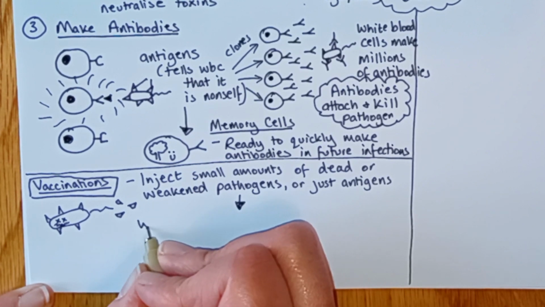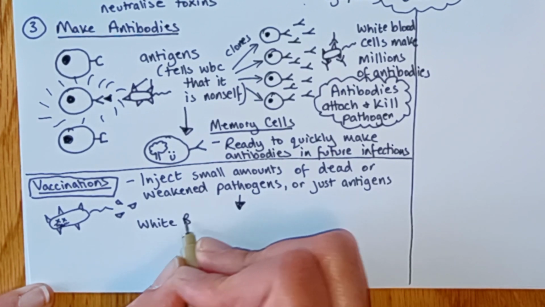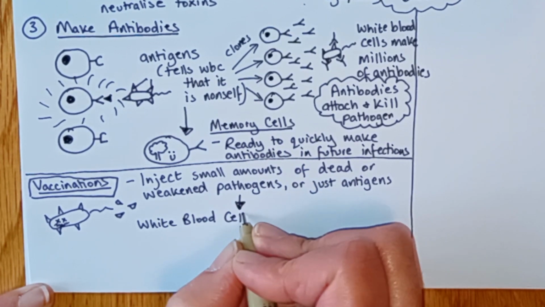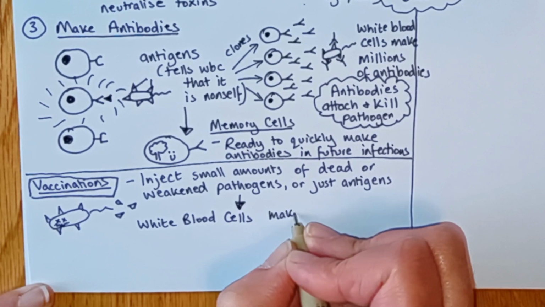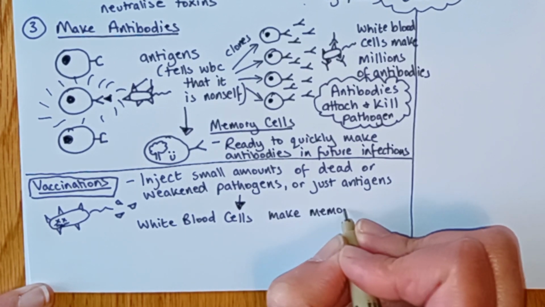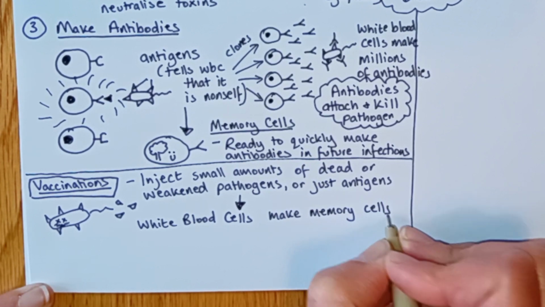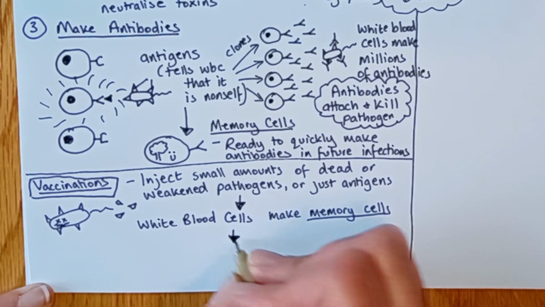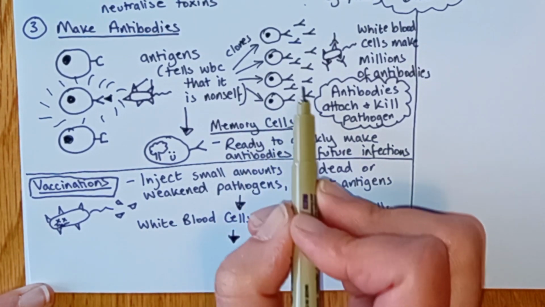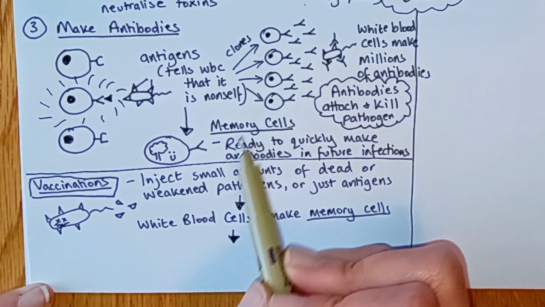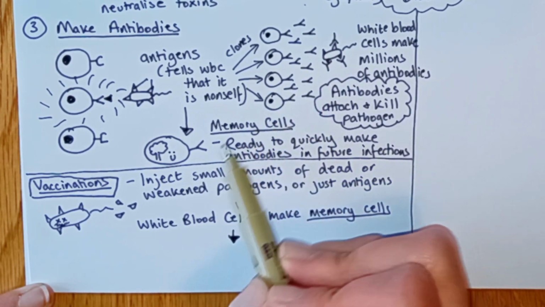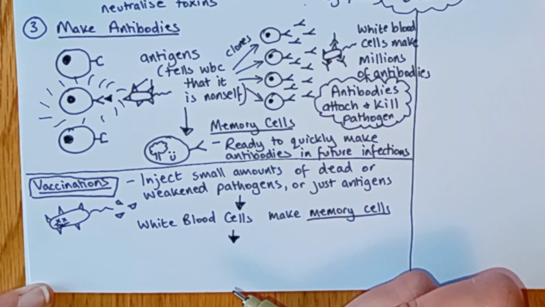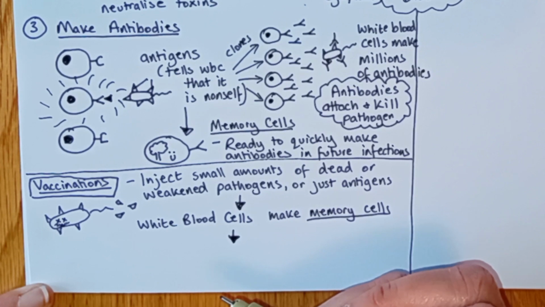White blood cells make memory cells. And that means if you get the real pathogen, antibodies are fired out so quickly, right, because this can clone that much quicker, and there's lots of them, that it will happen before you even get symptoms, before you even know you're ill. And that is when you're immune.